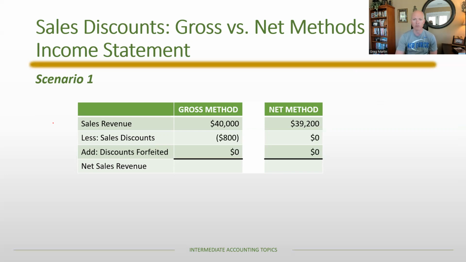But of course, with the gross method, we have that discount. Notice that it's reported as a negative because it is a contra revenue account. Of course, there is no sales discount with the net method, and both of them would then report net sales revenue of 39,200. But notice at the very top line, the gross method is initially higher. We just have this adjustment because the discount was taken. So again, that's comparing the net versus the gross method.